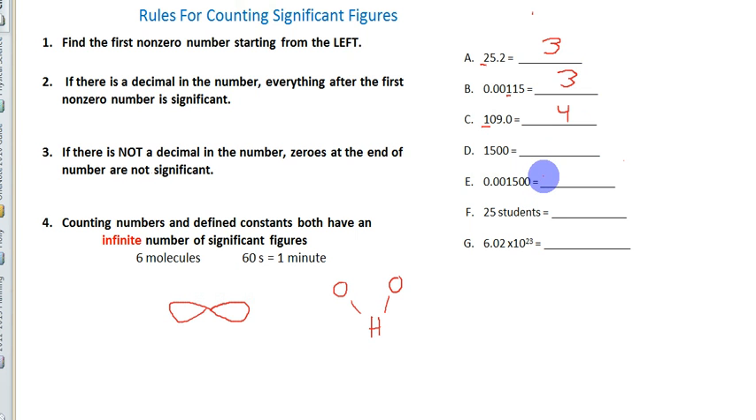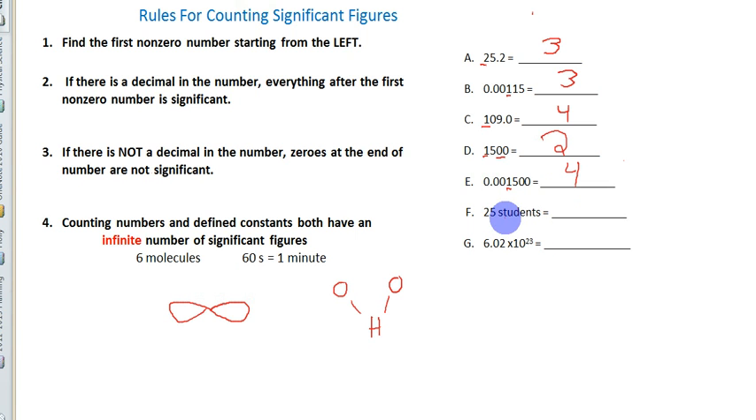They're all significant. Next one, 1500. Well, the first number is non-zero, so we'll start counting from there. We see in this case that there is not a decimal in this number, so that means that zeros at the end of the number are not significant. You see how these 2 zeros are just hanging out at the end of the number? Well, that means that they are not significant, so only the 1 and the 5 in this case are significant. For E, we start counting once we get to the first non-zero number. There is indeed a decimal in this number, so 1, 2, 3, 4 numbers are significant.